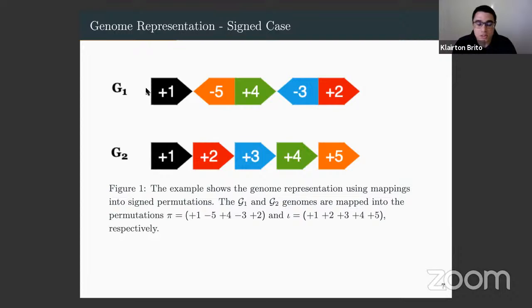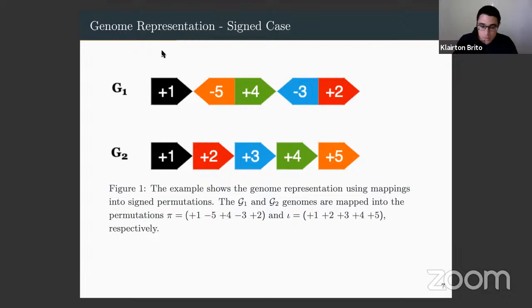So the genome G2, as you can see, has the elements of the permutation in increasing order with all the elements with positive sign. And we map the values of the source permutation according to the numbers that we have in the target permutation. Besides, if the orientation of the block is the opposite of the one in the target genome, we assign a minus sign to the element. For instance, in the genome G1, in the permutation, the elements 5 and 3 have a negative sign because the orientation is the opposite of the one in the target genome.